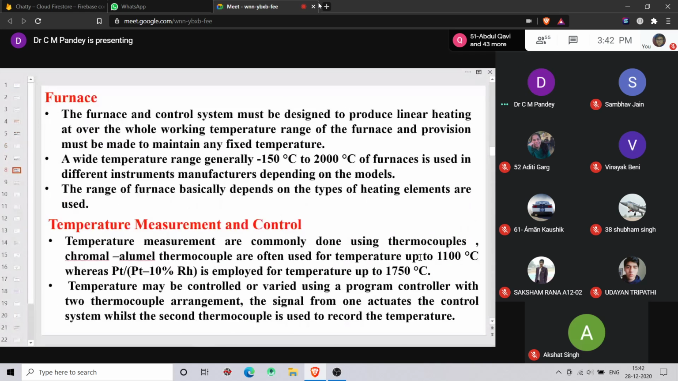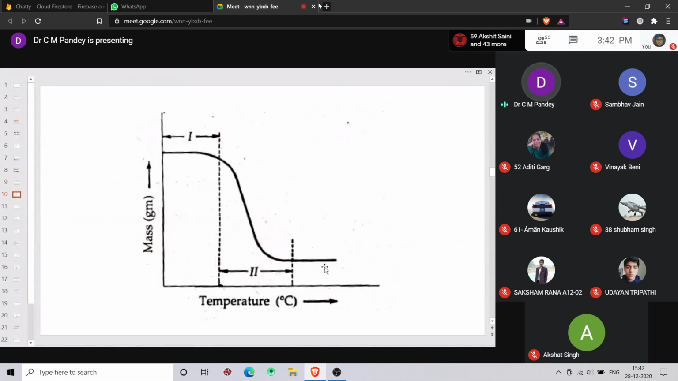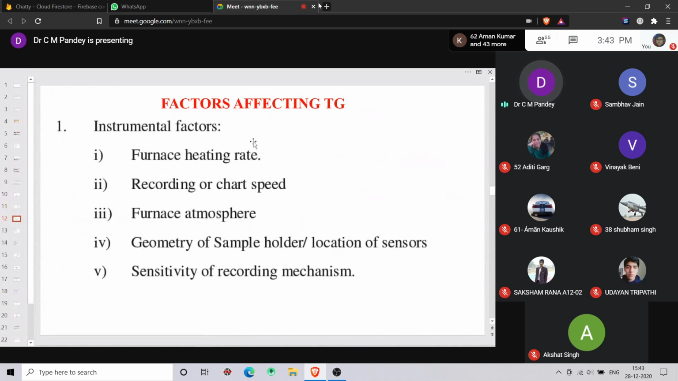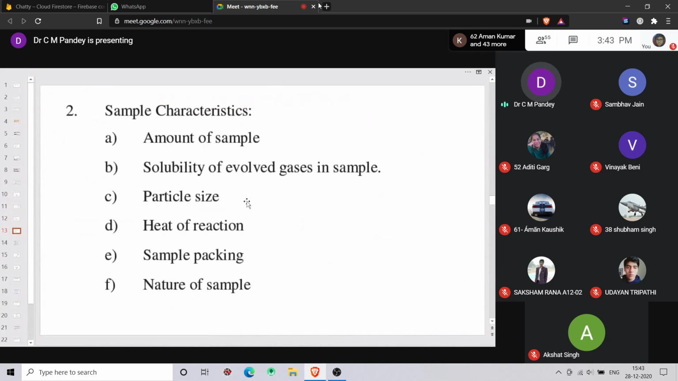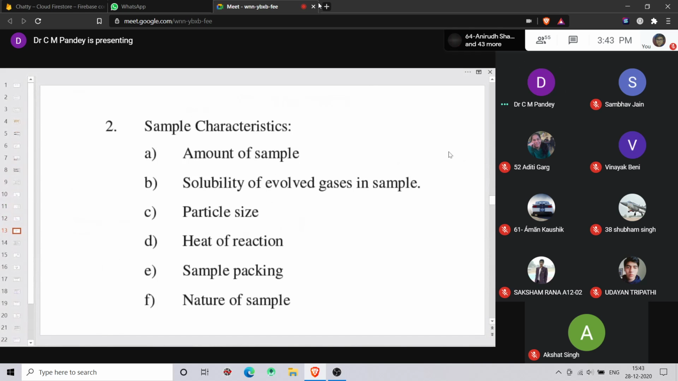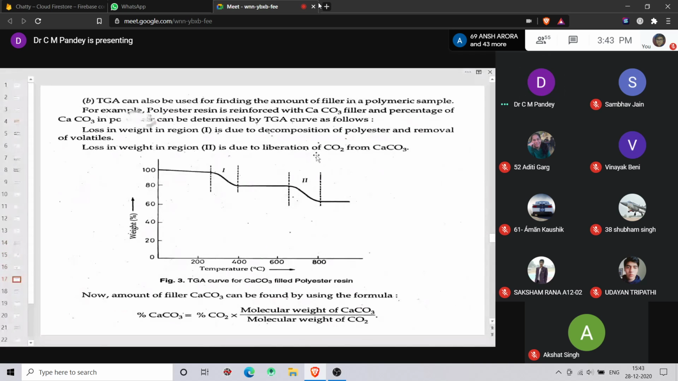Then we have interpreted different types of graphs, right? What is the horizontal portion? What is the slanting downward portion? Different graphs that are obtained in TGA. How will you interpret the graphs? What are the factors that affect the TG curve? That was the instrumental factor and the sample characterization. Then we discussed the application of TGA, that was in qualitative analysis and quantitative analysis.